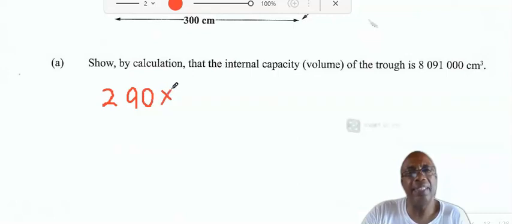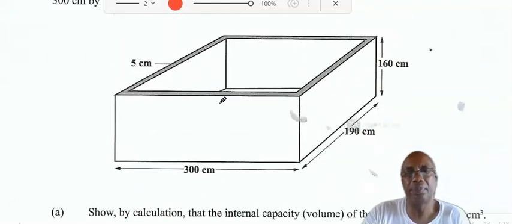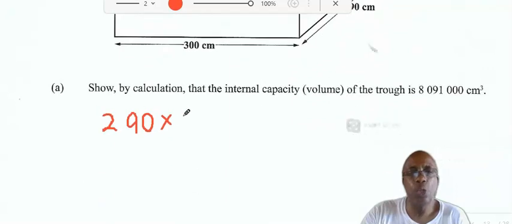Next, let us find the internal width. Again, the same thing. The total width is 190 centimeters. So we subtract 10 centimeters to find the internal width. 190 minus 10 is 180 centimeters. So we multiply by the width, which is 180 centimeters.